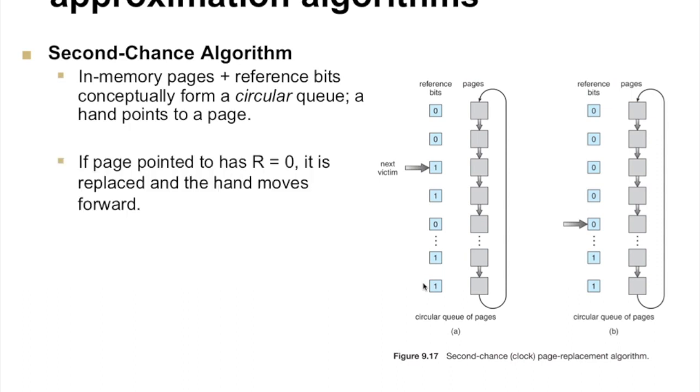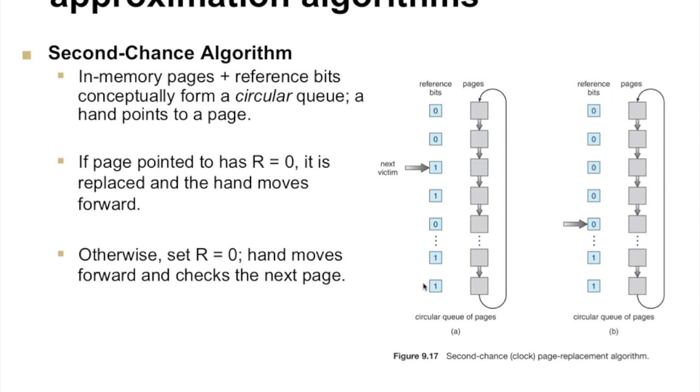If the value has a 0, then that's the page we're going to replace. If the value has been accessed recently, the value will be 1, and what we're going to do then is set the value to 0 and move forward to the next item.